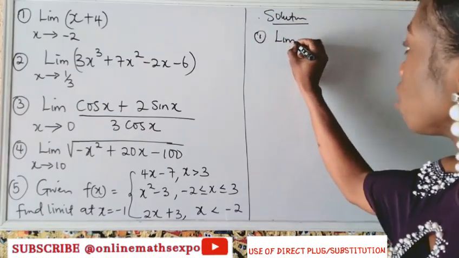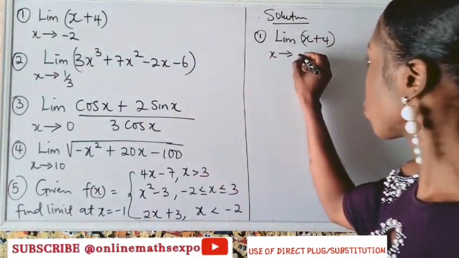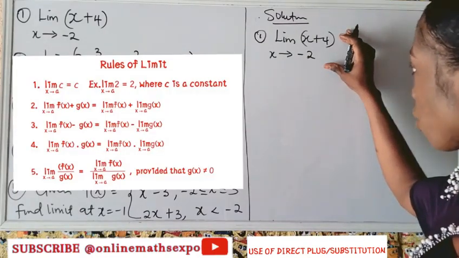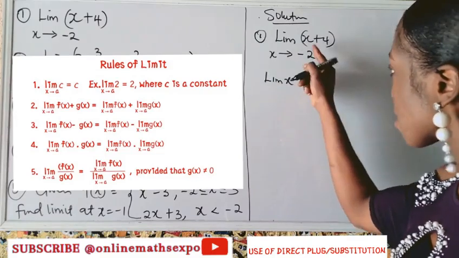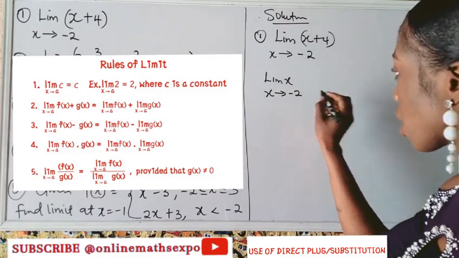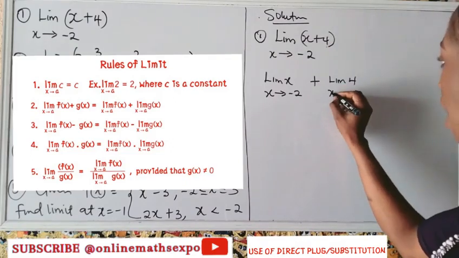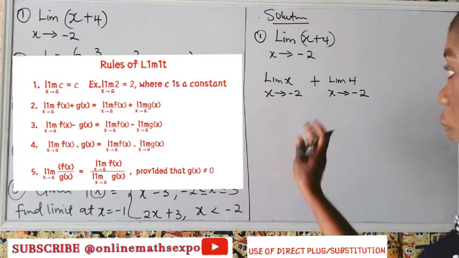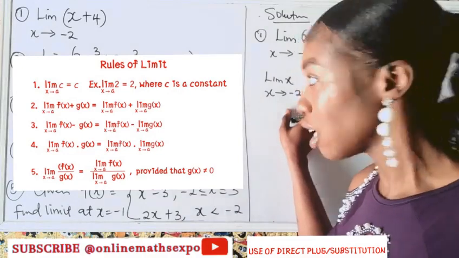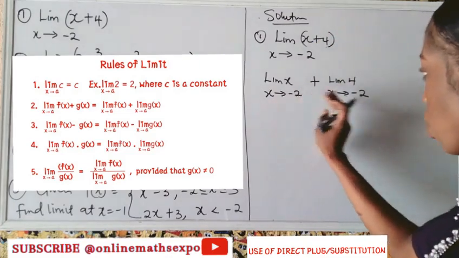We have the limit of x plus 4 as x approaches negative 2. If we apply the rules of limits on this, it will give us the limit of x, as we split this limit on each of these terms, as x is approaching negative 2, plus the limit of 4 as x is approaching negative 2. When you do it this way, it means you are obeying the rules of limits. What we did was split the limit on each of these terms. Look at what we have.